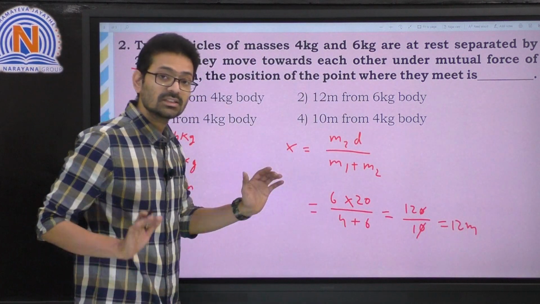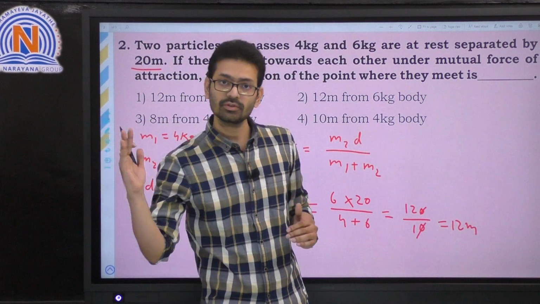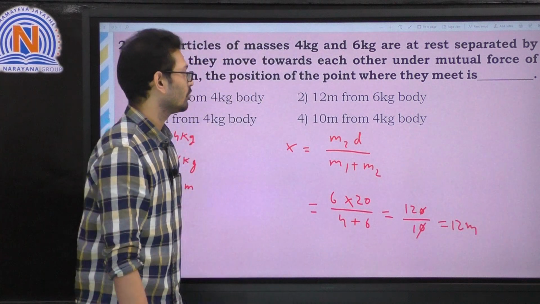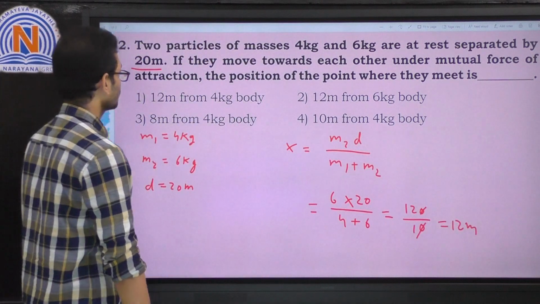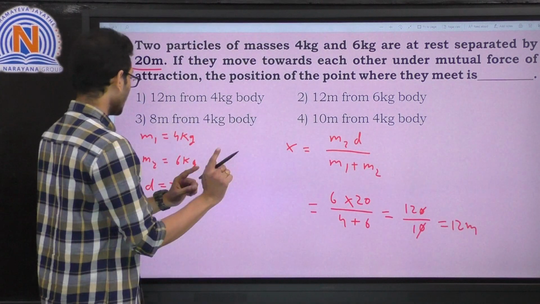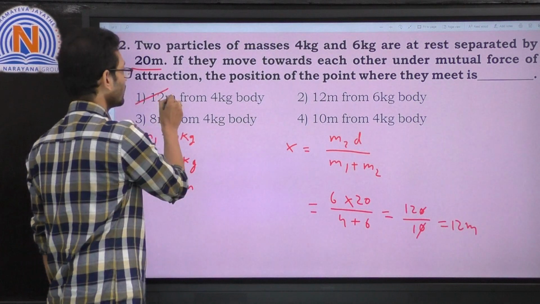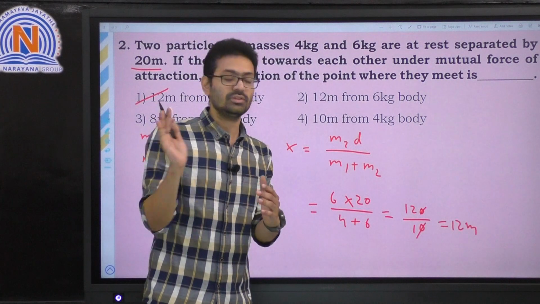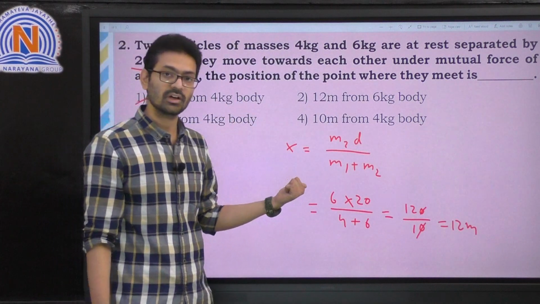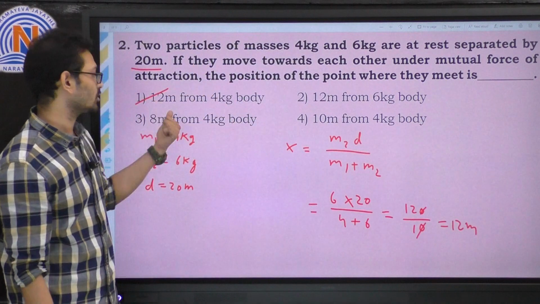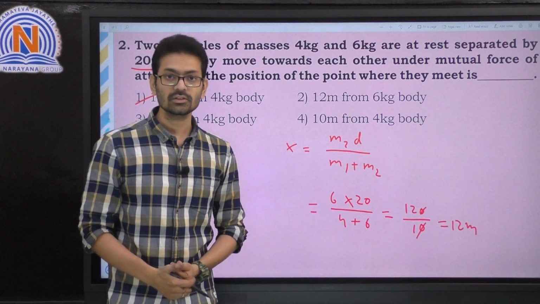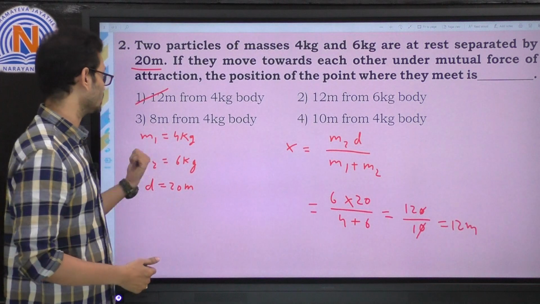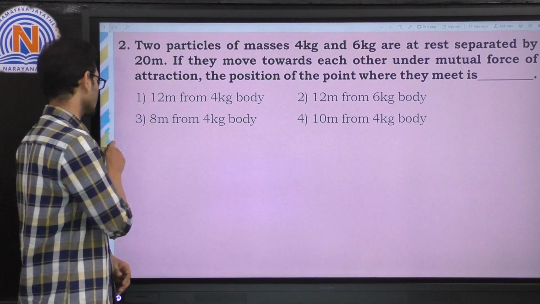So it meets from m1's point of view, from m1 to 12 meters, they collide with each other. So 12 meters from m1, that is the first option, right? The distance which we have taken, x, is from m1, right? So that first option is correct. Let us go with next question. Hope this is helpful for you, option number 1, and we'll go with next question.